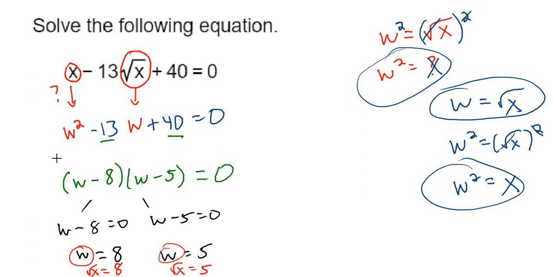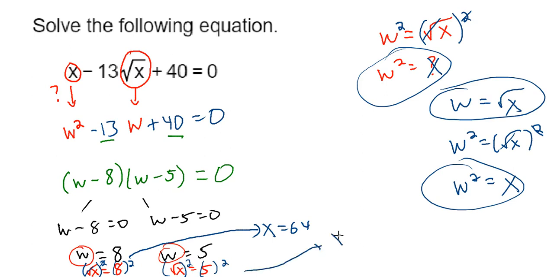Now we want to solve these equations for X to find out what the solution is in terms of the X variable. We're going to solve this for X by squaring both sides. That cancels out the power of 2. So we're going to get X is equal to 64 from this one. And here we'll do the same thing. We'll square both sides, and we're going to get X is equal to 25. You don't have to do plus or minus in this case.